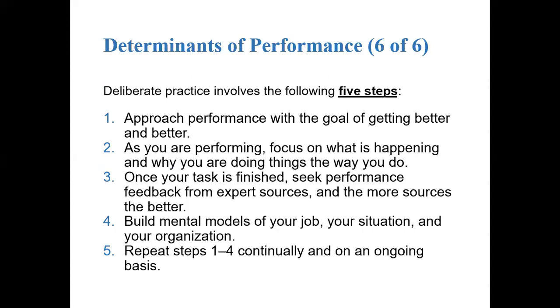Now, deliberate practice involves the following 5 steps. Approach performance with the goal of getting better. Okay, so if you want to be deliberate about your practice, your performance, or making sure that you perform high, number one, you should approach performance with that mindset that you want to get better and better. So it starts from the mind. That's basically what we are trying to say. It starts from the way you are thinking, your cognition, your cognitive activity.